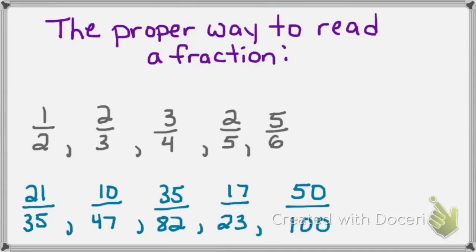So the only exception to the rule here is the 1 over 2. When my denominator is 2, we say half. 1 half, 2 halves. Every other fraction, I read the numerator as is, and the denominator as that place in line. 2/3, 3/4, 2/5, 5/6, 21 35ths, 10 47ths, 35 82nds, 17 23rds, and 50 100ths.